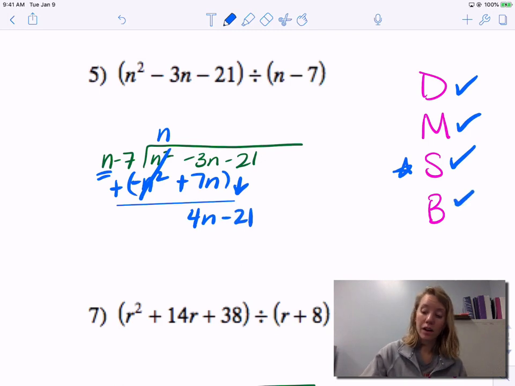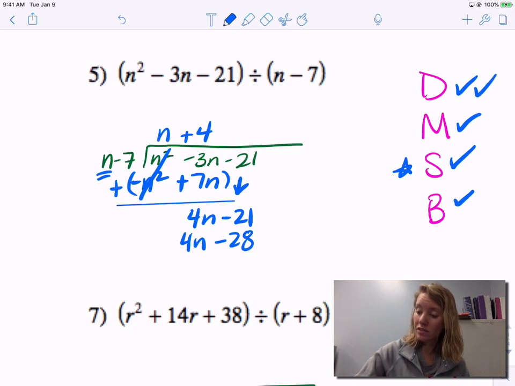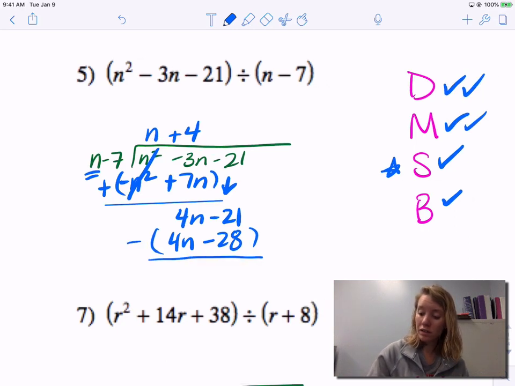Check. Okay. N goes into 4n, so what times n gives you 4n? It's just going to be the number 4, because 4 times n is 4n. 4 times negative 7 is negative 28, so that's divide and multiply. Subtract. Change all your signs. You'll get 7. Notice there's nothing else to bring down.